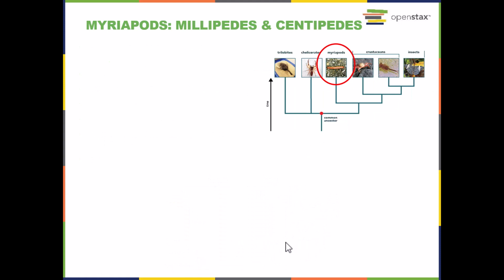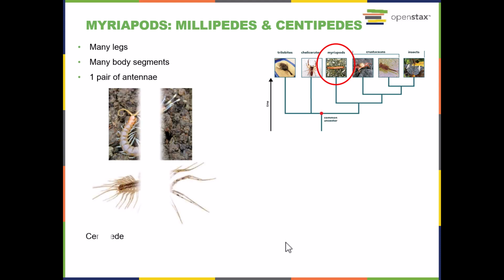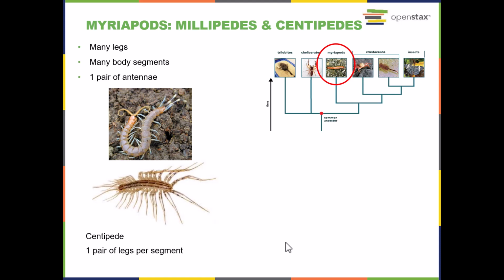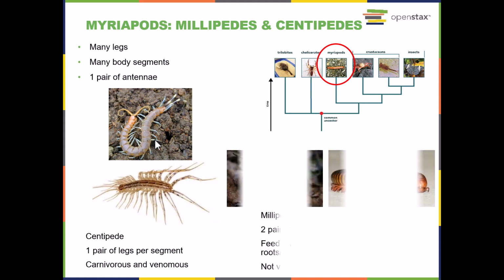Next, we'll look at the myriapods. This includes the millipedes and centipedes. They have many legs and many body segments. They also have one pair of antennae. Here we see a centipede. Centipedes have one pair of legs coming off of each segment. So if we look at the segments, we'll see one pair of legs coming off of each segment. These are carnivorous and venomous. So you don't want to mess around with centipedes.